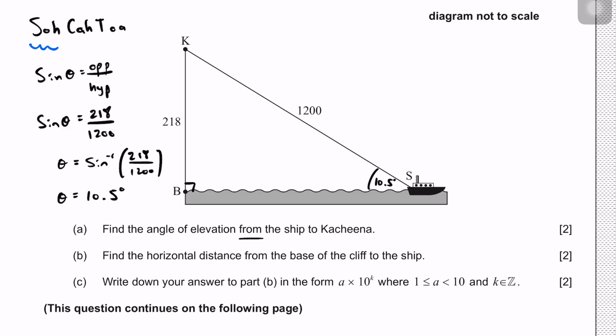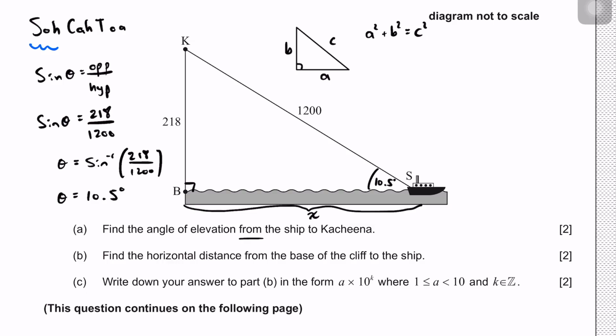So once again, here is a right angle triangle. What is the Pythagorean theorem if we have a, b, and c in a right angle triangle? Well, it's a squared plus b squared equals c squared. In this case, we know this opposite side length and the hypotenuse. So let's map onto what we have here. If we call this, for example, x, then what do we have? We have x squared plus 218 squared equals 1200 squared.